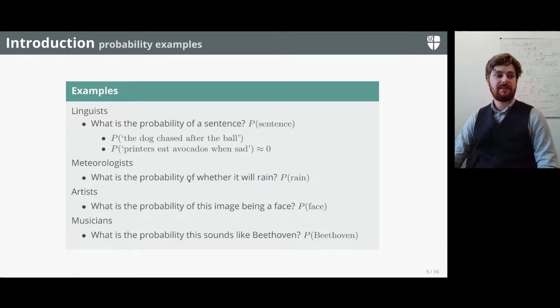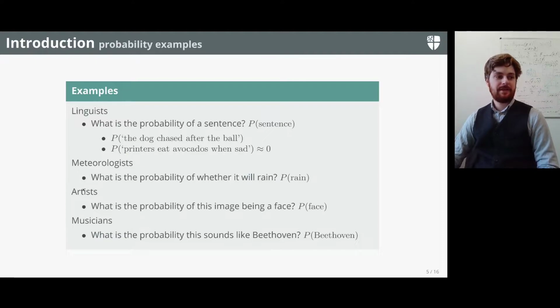Meteorologists might be interested in the probability of whether it will rain, so you could add the probability of rainfall. You could also have that as a conditional generative model: what is the probability of rain conditional on some state, such as being in the Sahara Desert, whereas you might ask what is the probability of rainfall conditional on being in North Durham, in which case you would have quite a high probability.